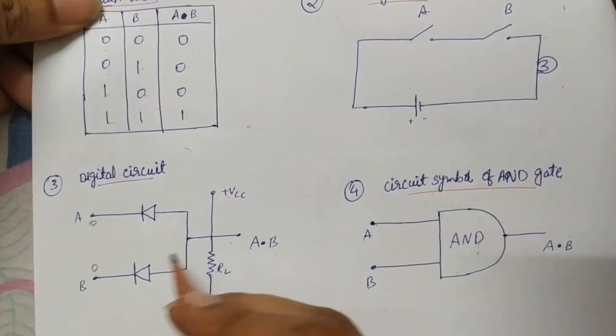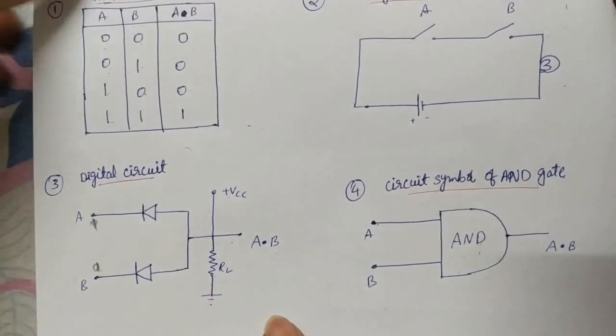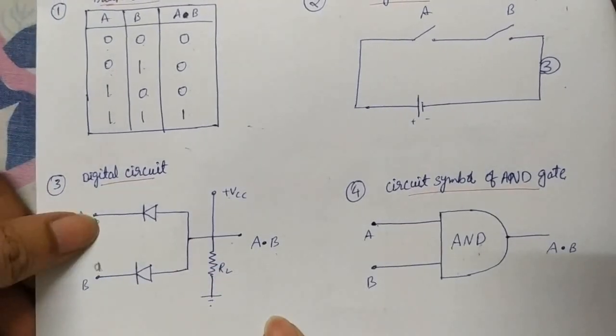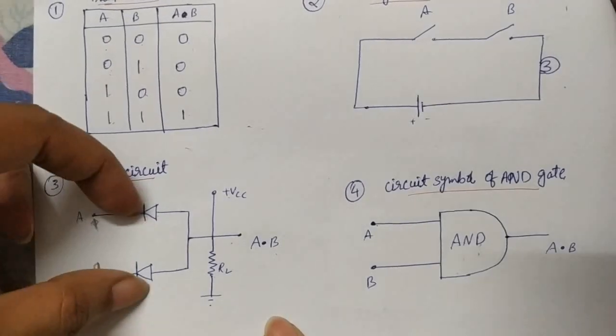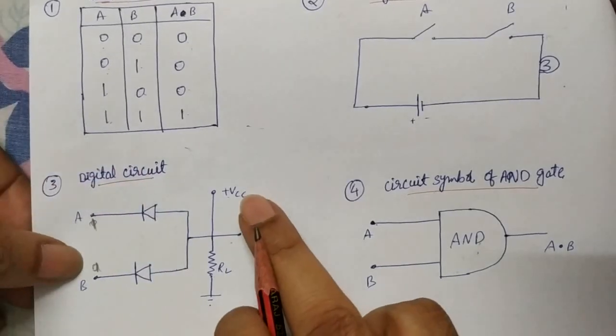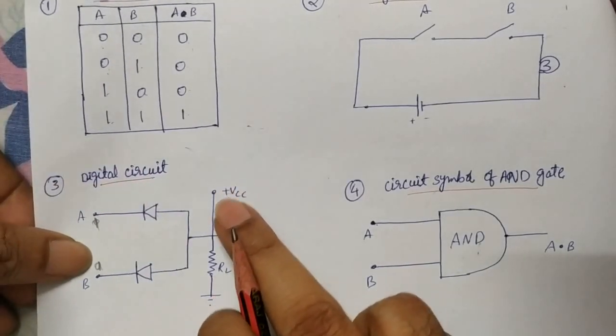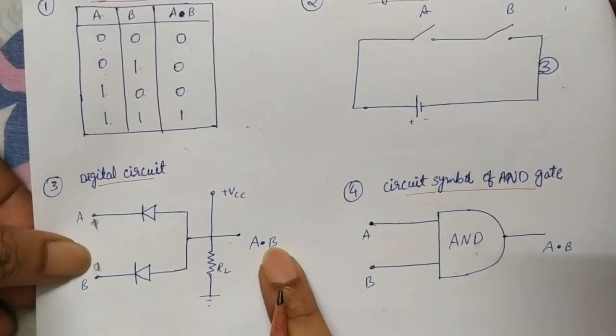Suppose you take both as 1s. Both are 1 means both have high potential here. Then what happens? This becomes reverse bias and this also becomes reverse bias. They offer infinite resistance. It won't allow current. Then the only chance for current to flow from this potential is through the load resistance. Then we get output as 1.